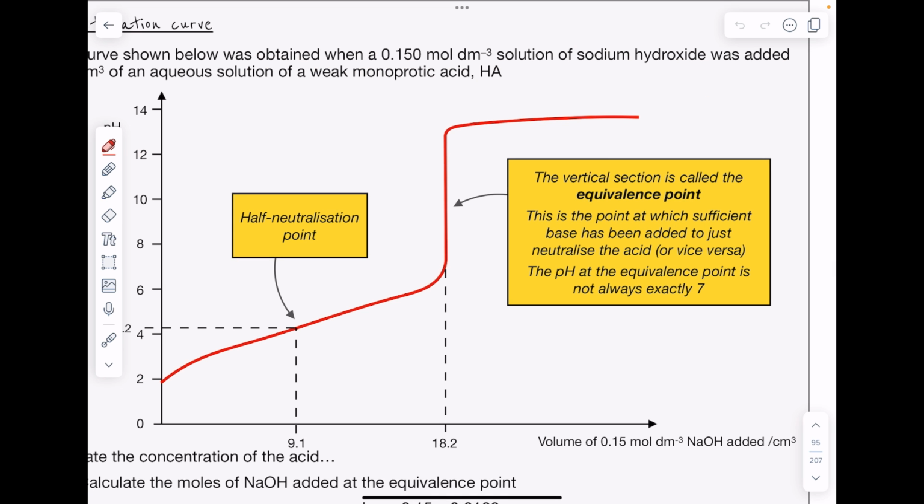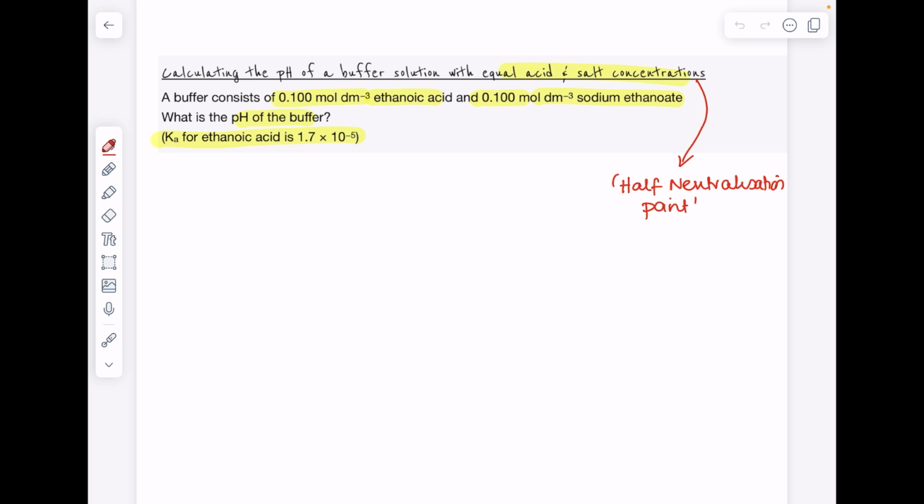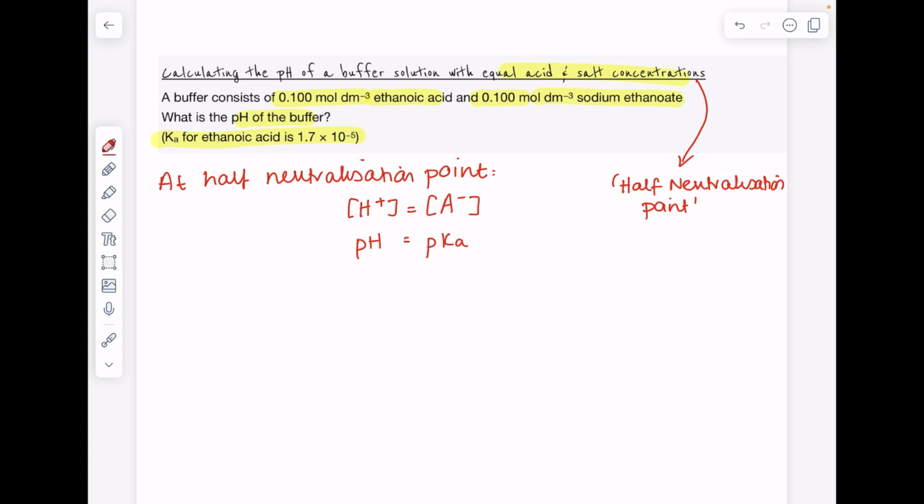To remind you, it's this portion of the graph here where you've added half your volume in order to neutralize either your acid or your alkali. And so we can make this statement: at that half neutralization point, the concentration of H+ ions equals the concentration of A⁻ ions, and therefore pH equals pKa. So now we can calculate pKa of the acid. pKa is minus log to the base 10 of Ka.